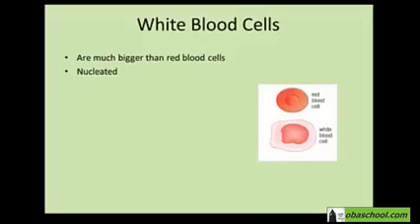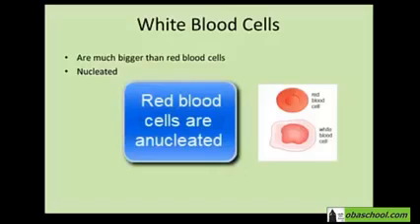Moreover, as you guys can see, the white blood cells contain a nucleus, so they are nucleated, unlike the red blood cells, which are anucleated.